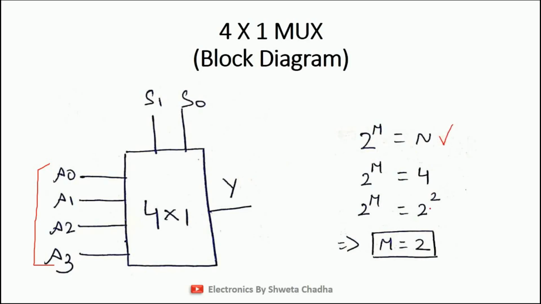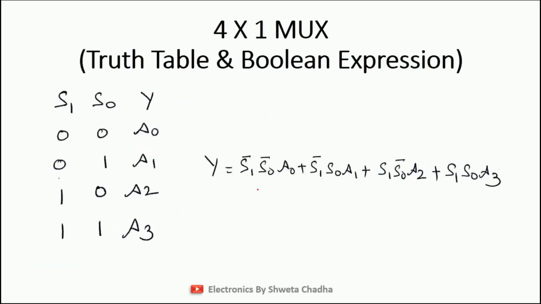4 is written as 2 raised to the power of 2. Hence, the number of select lines m is equal to 2. So I have taken 2 select lines formed as S1, S0 over here. And only one output will be there, which is Y. Next is the truth table.